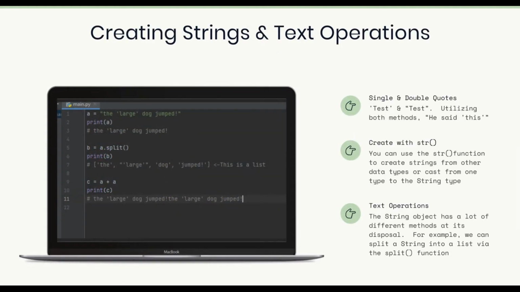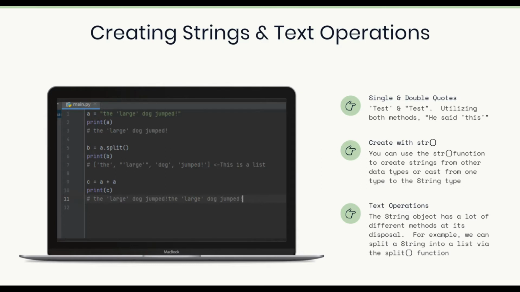Creating strings and text operations. Now we've seen some of this already in the previous lesson when you saw a variable being equal to pizza. Pizza is a word, that's a string of text. That was a string. So single and double quotes, single and double quotes respectively. Utilizing both methods, he said this. So we put single quotes in a double quoted string, and within that string, those single quotes will exist. And those double quotes are telling Python that this is a string.